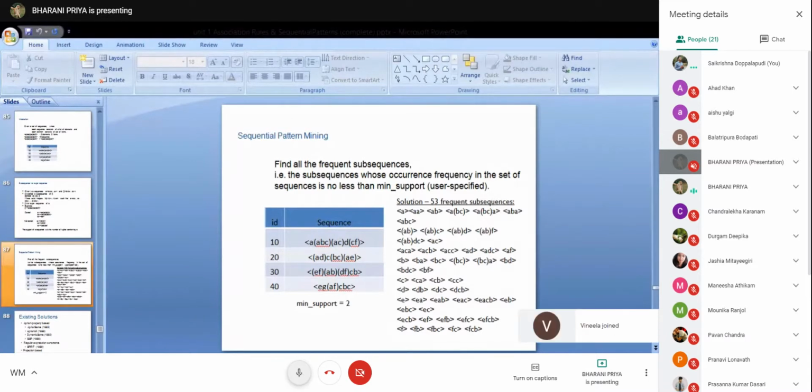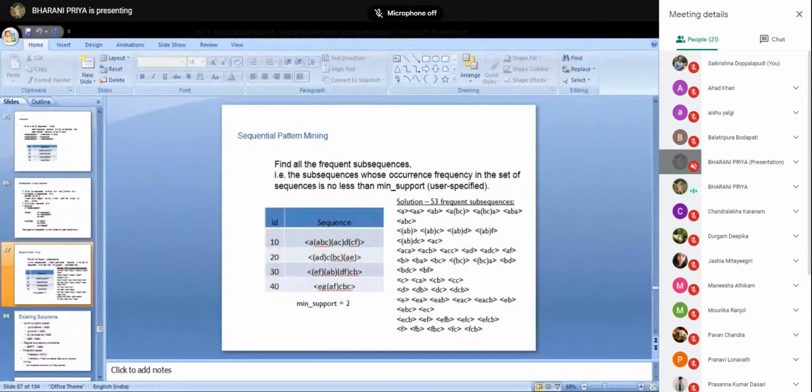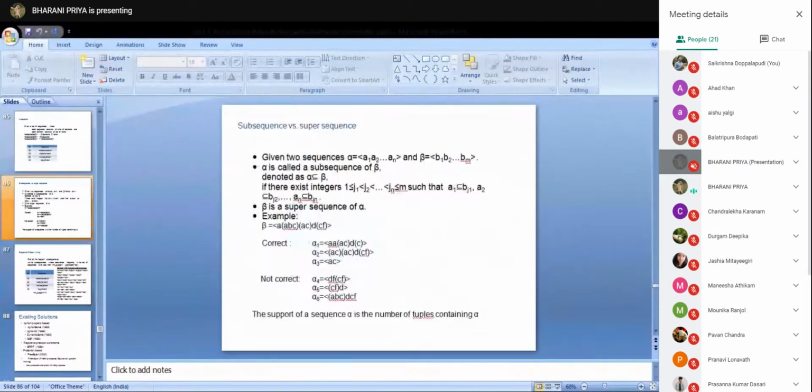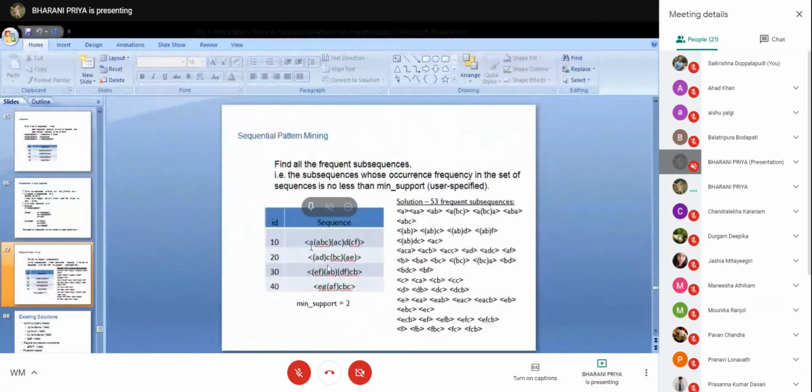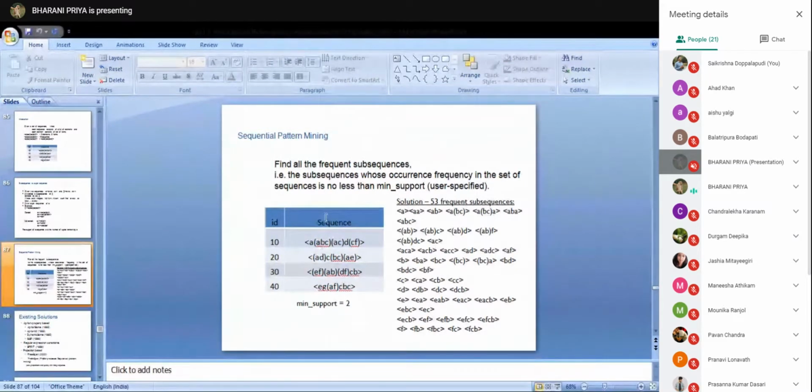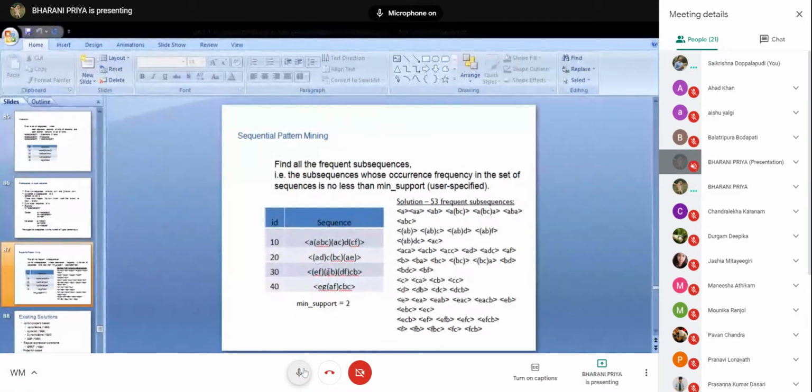I'll go to the previous slide. Again, you answer. The support of sequence alpha is the number of tuples that contain alpha. The number of tuples: there are 4 tuples, so the maximum support will be 4 only. Is this point clear? 1, 2, 3, and 4. A's support is 4.